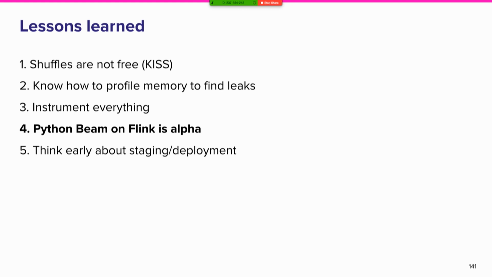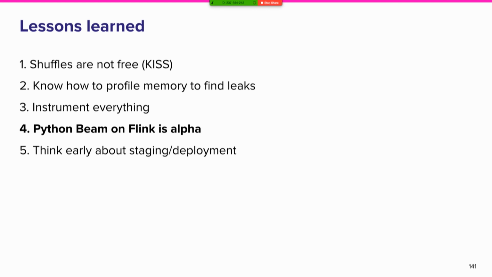Python Beam on Flink is alpha. Not a bad thing. I mean, it's pretty awesome that this technology exists, as Thomas was mentioning. It's come a long way, and it's what enabled us to move to a streaming pipeline to begin with. But with any alpha system, there's going to be some issues.